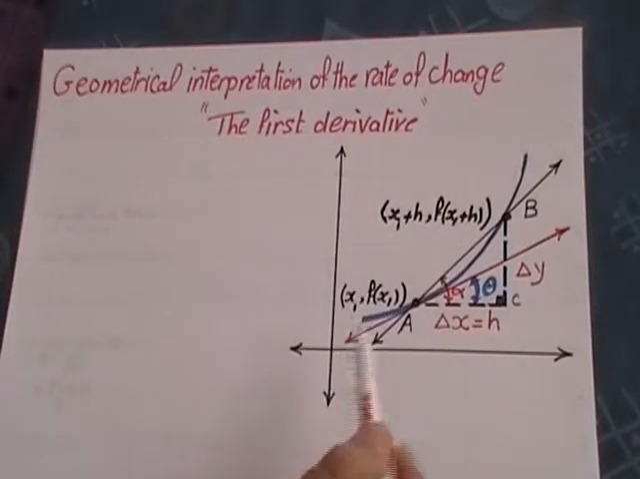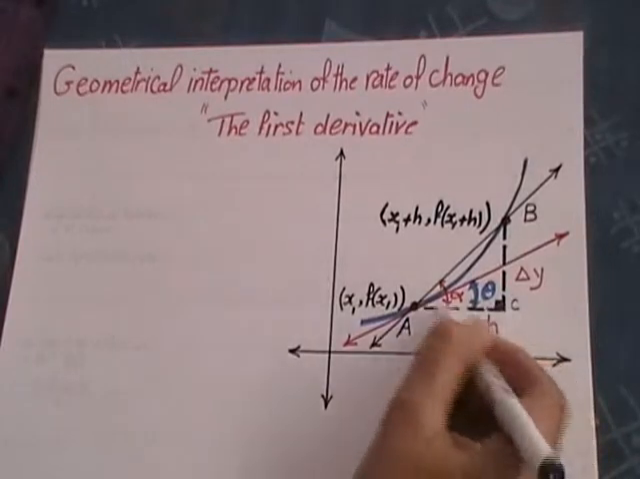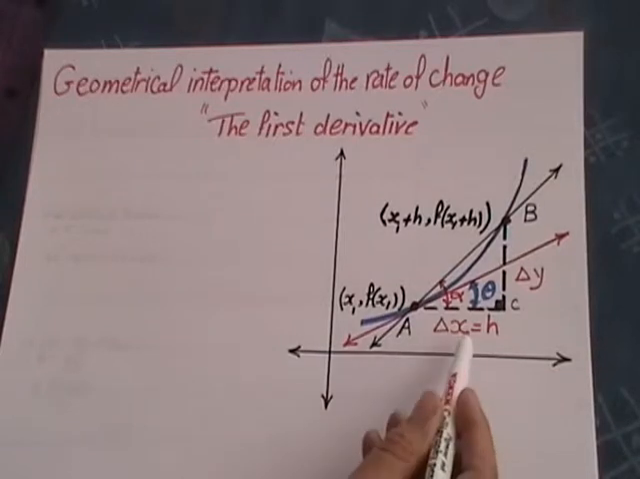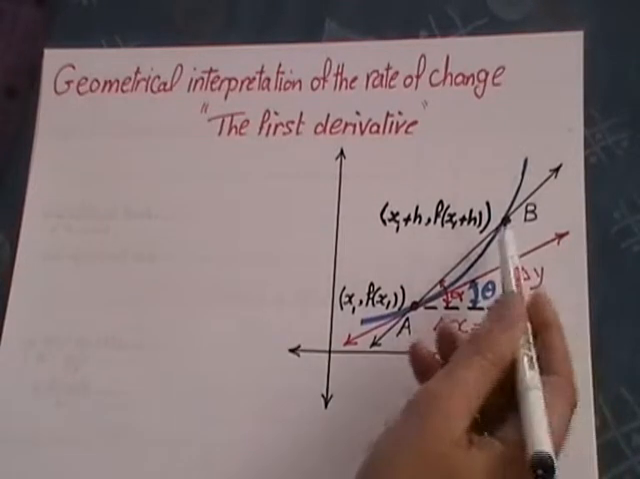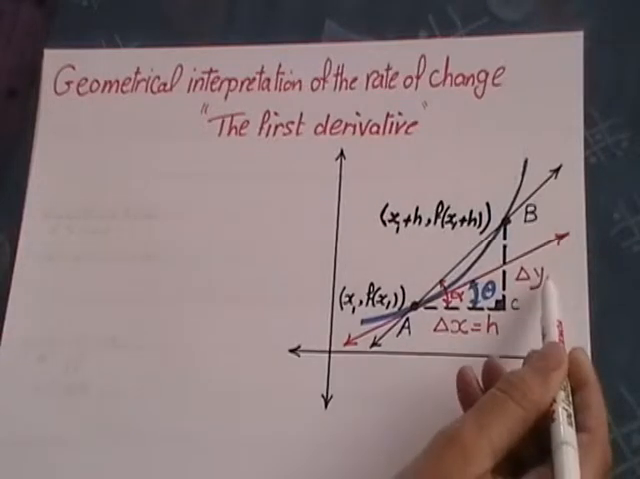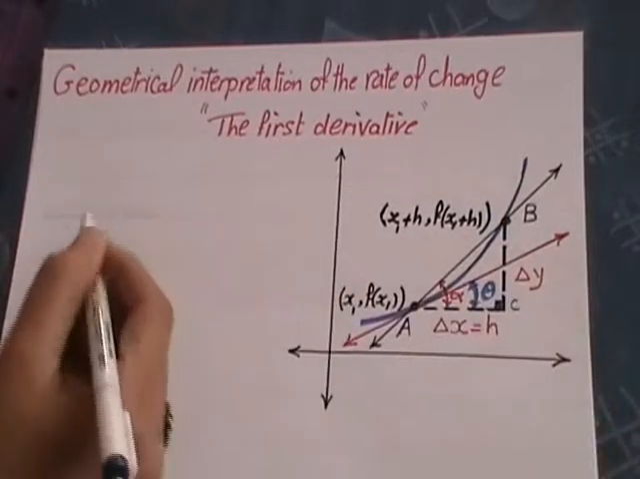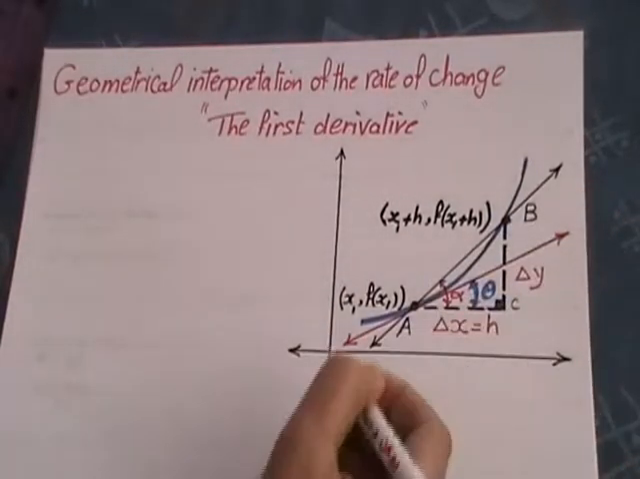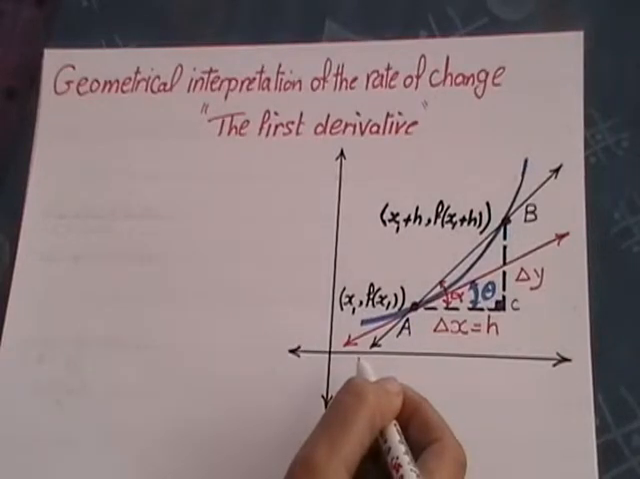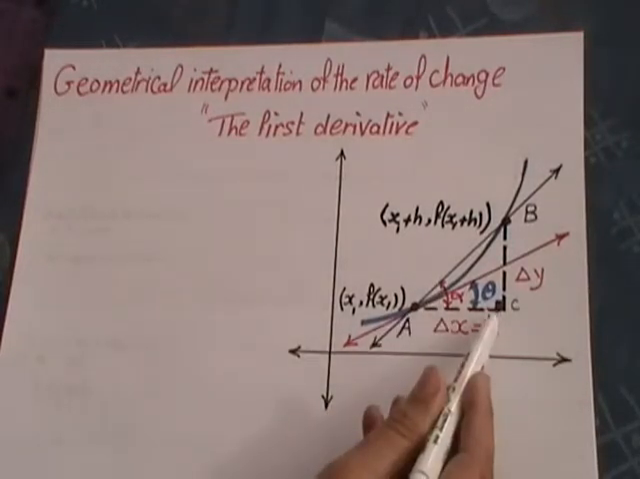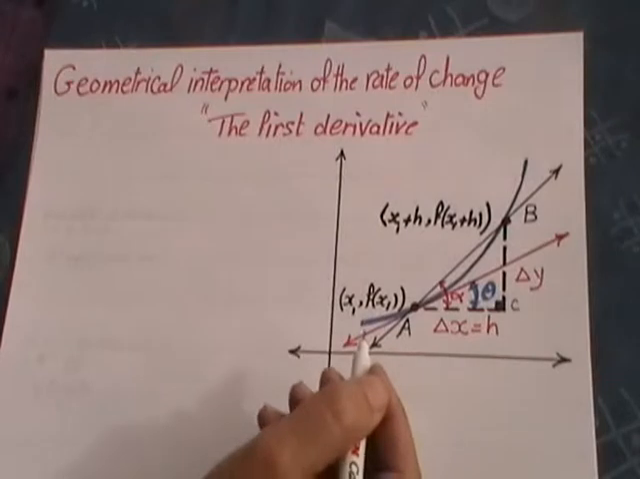Then AC is the horizontal distance between the two points A and B, which we call delta x or h. And BC is delta y, the difference between the coordinates of the points A and B. We have a straight line AB, which is called a secant of the curve. The slope of the straight line is the tan of the angle between this straight line and the horizontal line, and we call it alpha.